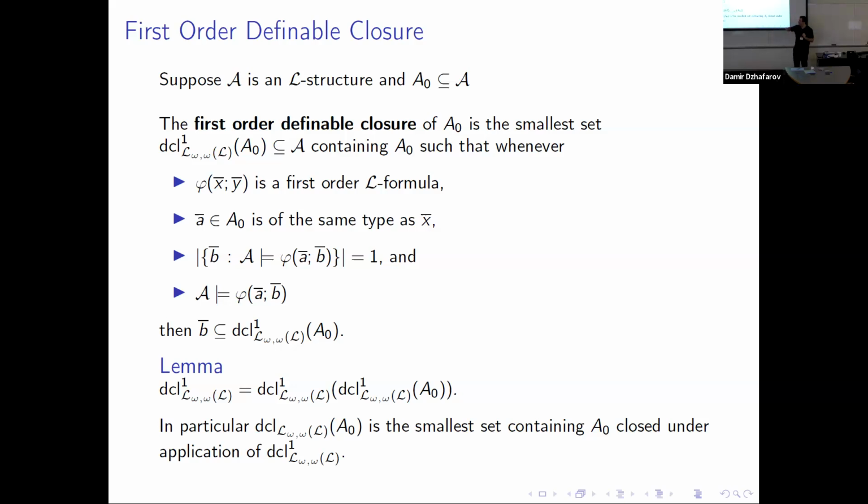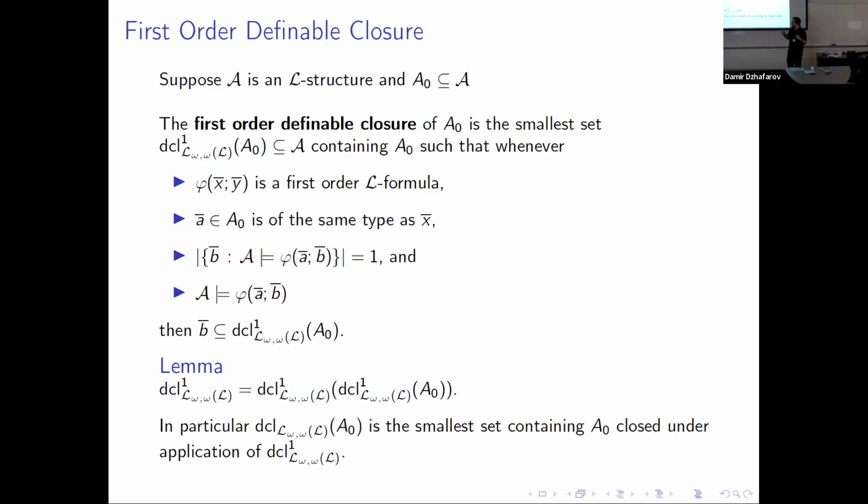Now, you'll notice that there's a lot of adornments on this. There's a superscript 1 and a subscript L omega omega. The reason for this is this particular definition is a one-step definable closure, meaning that I'm looking at all the formulas, I'm looking at all the things which are definable over parameters from my set, and then I'm saying I'm good. I'm not iterating. And the L omega omega means I'm looking at all first order formulas. So I'm looking at all formulas you can imagine in the first order. Now, there are generalizations of this to higher order logics, but we're going to stick to first order formulas.